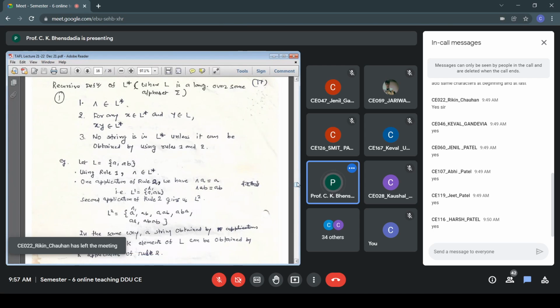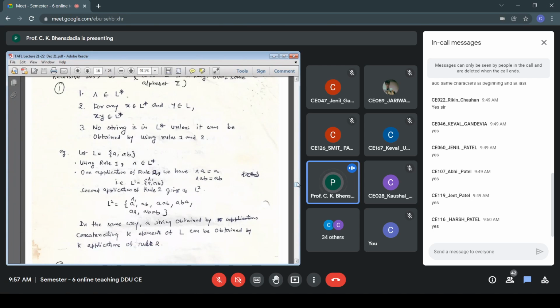In the same way, a string obtained by concatenating k elements of L can be obtained by k applications of rule 2. This is just our observation. Otherwise, even if you don't get it, that doesn't matter.